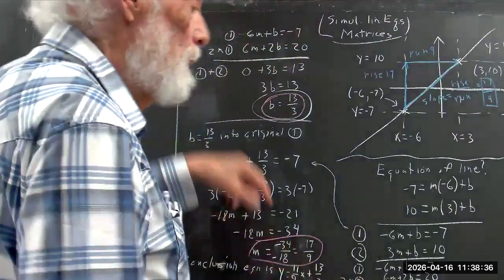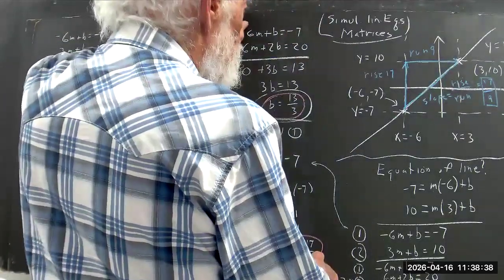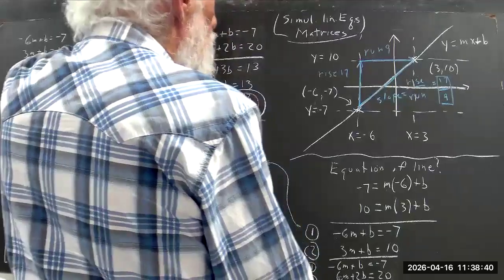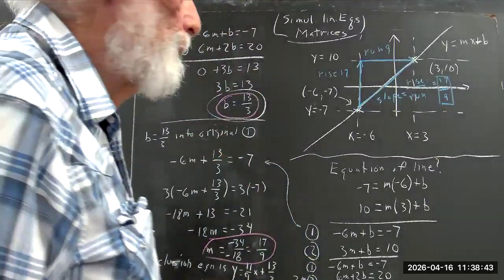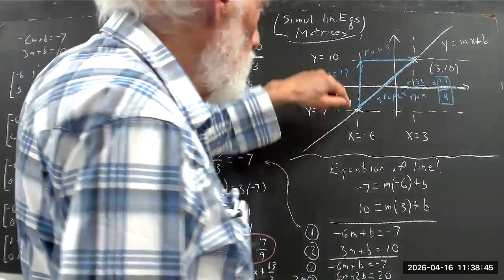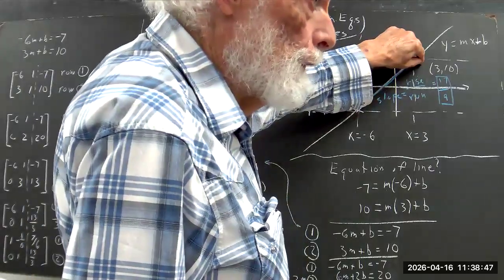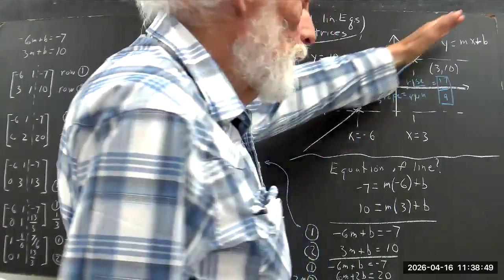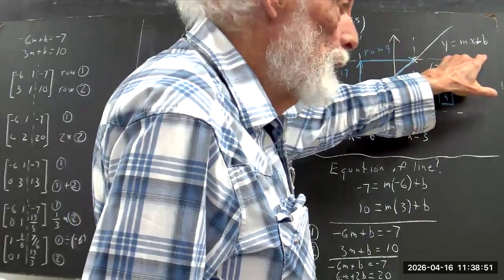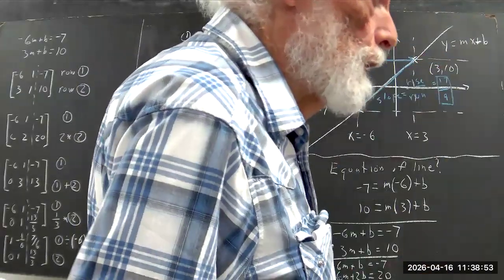Okay, we're going to pick up where we left off last time. Remember that last time we started with 2 points on a graph in a straight line through those 2 points. We wanted to determine the equation of the straight line.